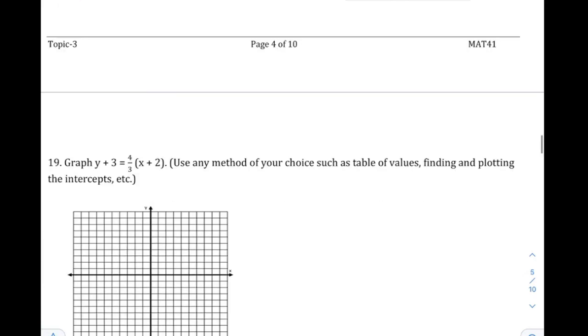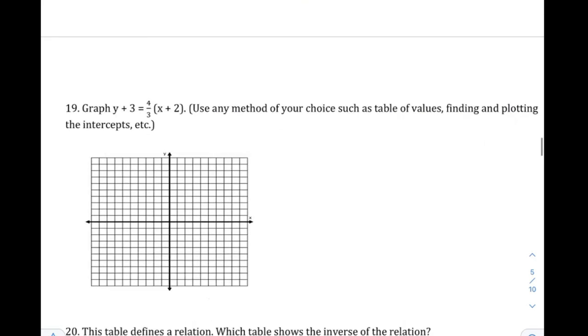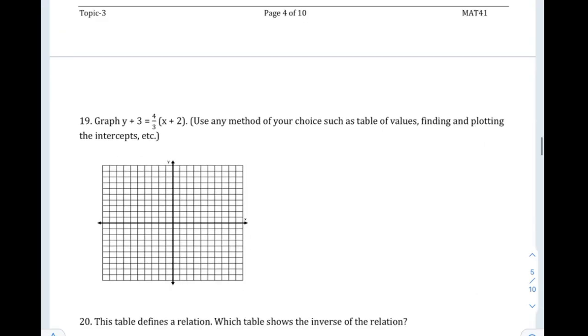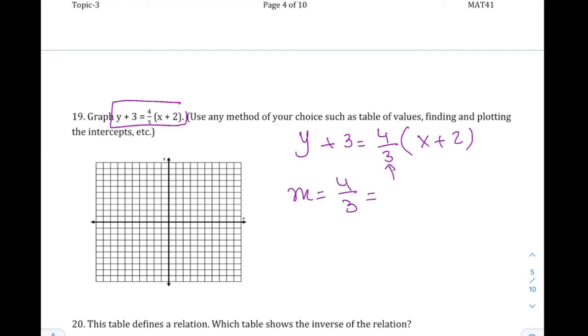Now graph y plus 3 equals 4 over 3 x plus 2. Use any method of your choice, such as table of values, finding the x- and y-intercepts. Actually, if the equation is written in this form, directly we can have what? A point and a slope. This is the slope, which is rise over run. So the rise is 4, the run is 3.